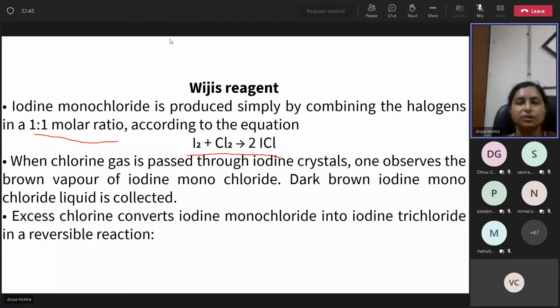Excess chlorine in the sample converts the monochloride into iodine trichloride, but this reaction is reversible, so it won't be any problem.